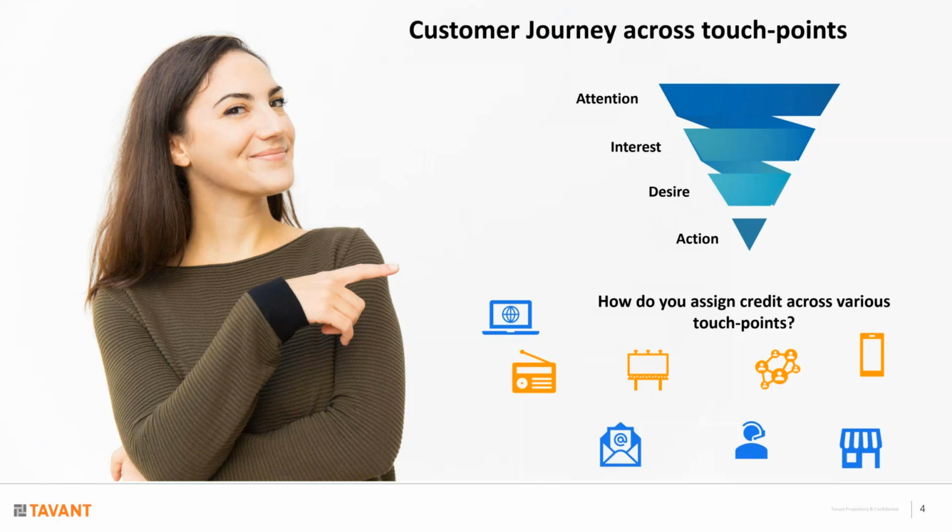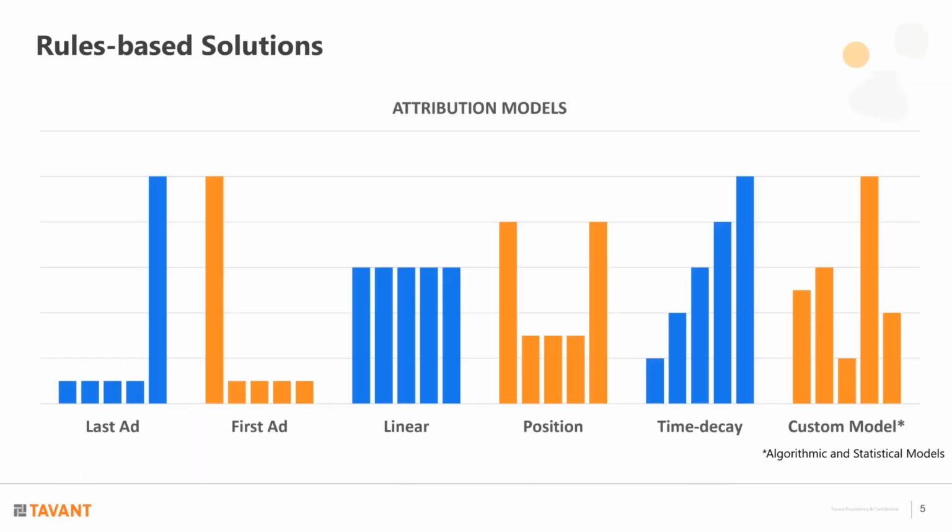So let's talk a little bit about some of the models that are used currently to measure each of these interactions that Jane has. If you look at the first two on the left-hand side, there's what's called the last ad and first ad. What these models do is they give the entire score or credit to either the last touch point that Jane had with a brand or the first touch point. So these are very simplistic. What they do is they eliminate all the other touch points from Jane's journey.